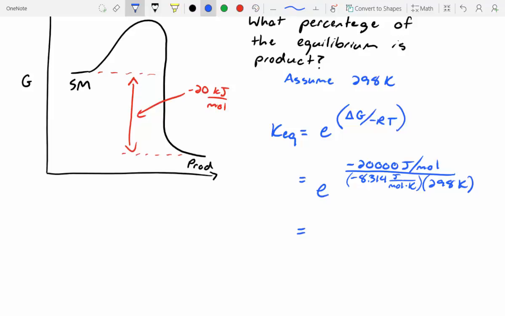What's up? I'm looking at my sig figs. Negative 20,000 is one sig fig. In this case, I'm not concerned with sig figs. This is more just a thought experiment. Cool. So I gotta remember that. All right, how many of you guys got a number? KEQ. All right, it looks like most of us are getting numbers.